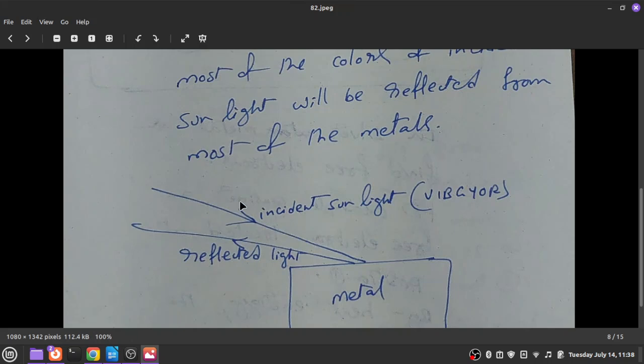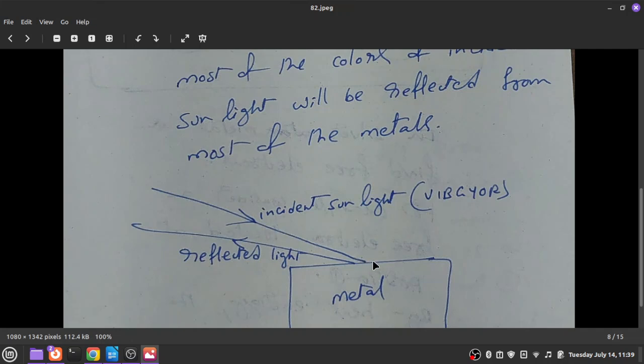When white light falls on the metal, most of the light will be reflected by the free electrons of the metal. The free electrons will reflect all the light back. Only very few colors are going to be absorbed. Most of the light will be reflected. So incident light is white, reflected light is also white, so that reflected light appears as silver gray color. That is white color. Therefore, most metals appear white because sunlight contains most of the 7 colors.